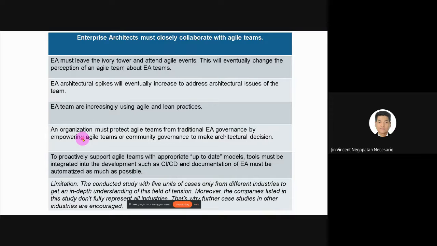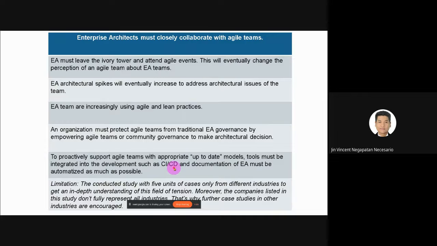For me, I have experienced this, and I believe this is really powerful for the rest of the organization. If, for example, there's a leader or an expert in a certain technology, he can communicate and educate the teams across that certain framework or technology. Another thought from them is to proactively support agile teams with appropriate up-to-date models, tools, and integration into the development, such as CI/CD, also known as DevOps, and documentation of EA must be automated as much as possible.